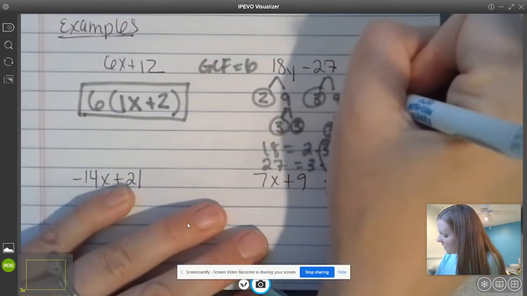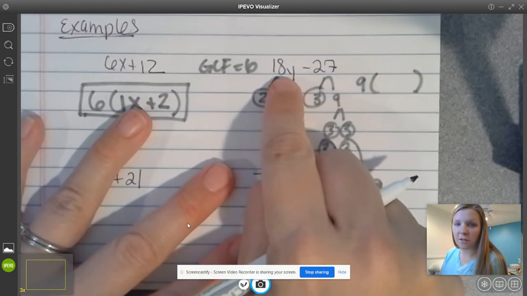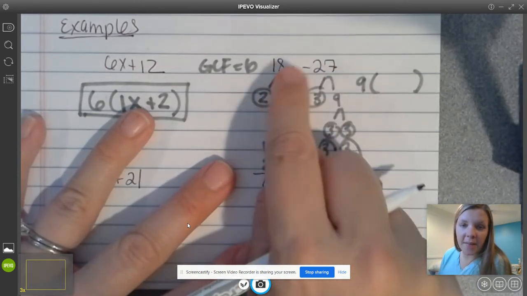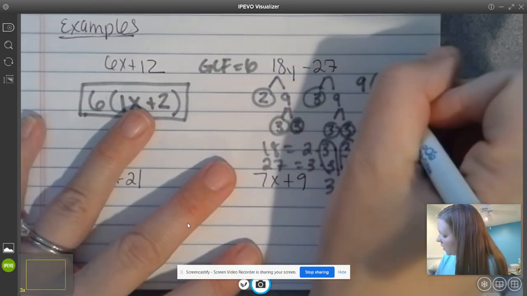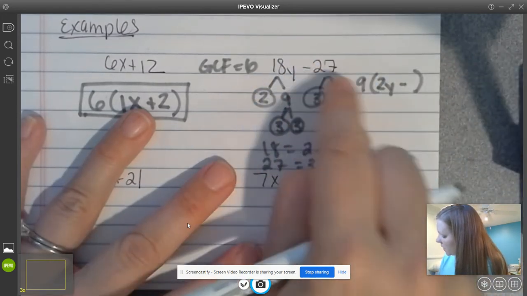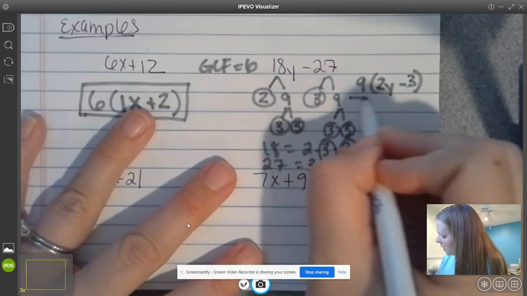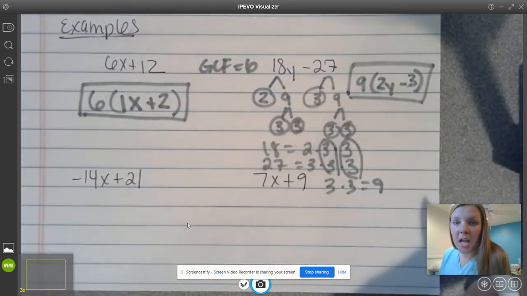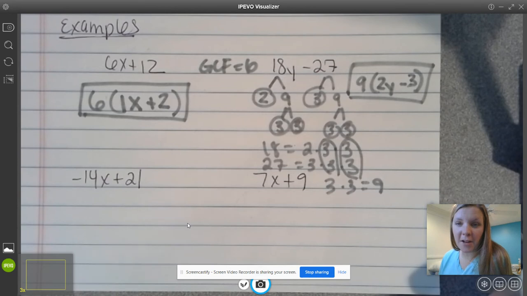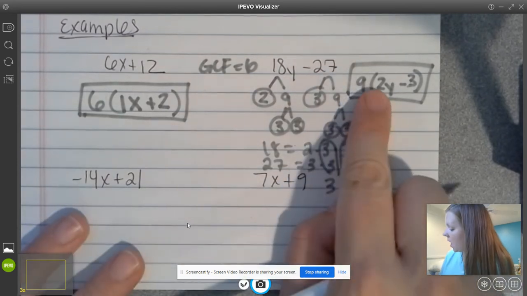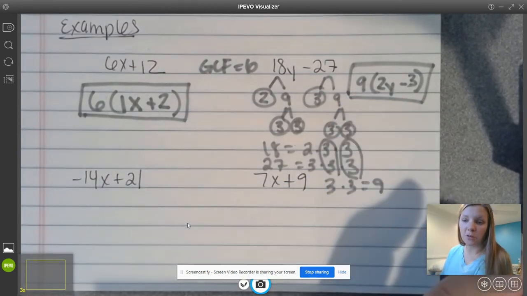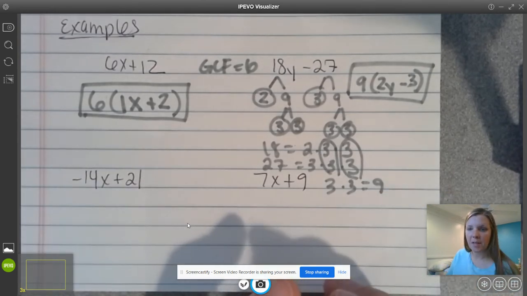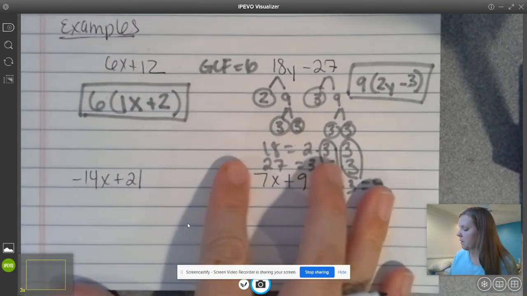Then what I do is I'm going to steal that greatest common factor from each term. So I write the 9 on the outside in those parentheses, and then I'm going to divide. 18 divided by 9 is 2. 27 divided by 9 is 3. And that is my factored expression. If you initially thought the greatest common factor was just 3, you wouldn't have it factored all the way. You could go through and factor it. It's just not completely factored if you don't take out the greatest number.